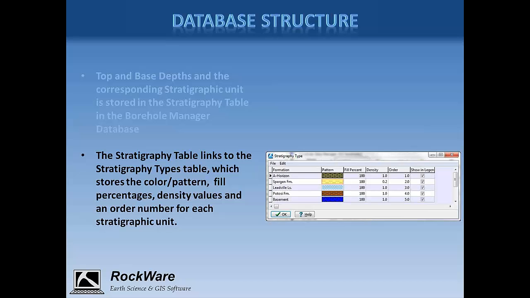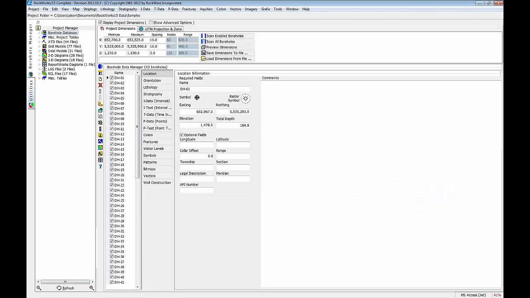Now I'm going to bring up the RockWorks program and just give you a quick overview of what the Borehole Manager interface looks like. So you should all see the RockWorks program now, and for those of you who are not familiar with it, we have a project manager over here on the left side of the screen, and we always display our project dimensions at the top of the screen. And these are important because they govern the extents of any map that you would create, as well as the extents and spacing of any grid or solid model that you create. So it's important to establish appropriate project dimensions before you get started.